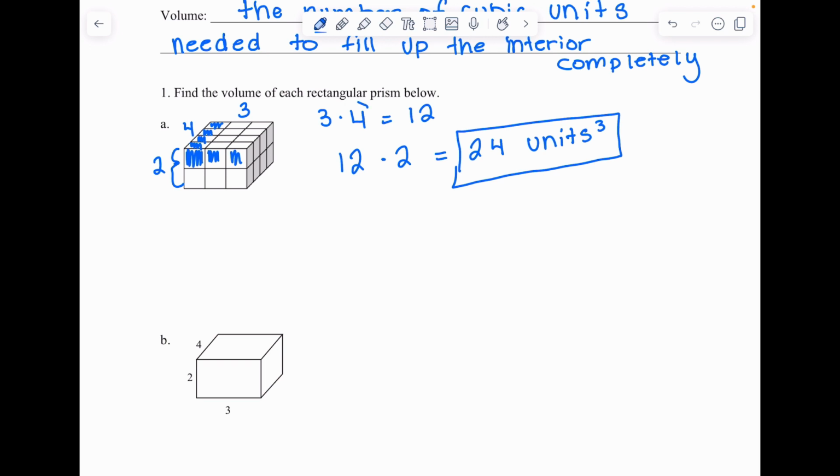I started by doing 3 times 4 because I wanted to find the area of my base. My base of this prism is a rectangle, and so to do area, it is base times height. So step 1 is to find the area of one base.